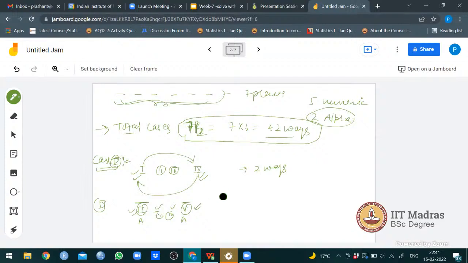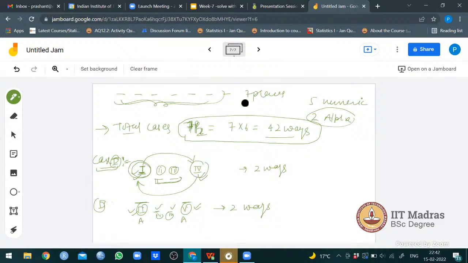Yes, sir. In the first case, yes, we also put one alphabet in the 7th place. See, you can put, but in the question it is mentioned that exactly 2 numbers should be there. But in which case should exactly 2 numbers be there? If your alphabet is at the 1st place and at the 4th place.